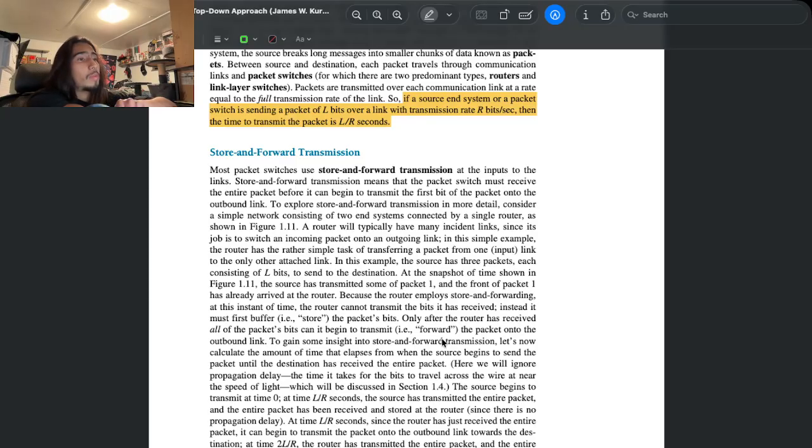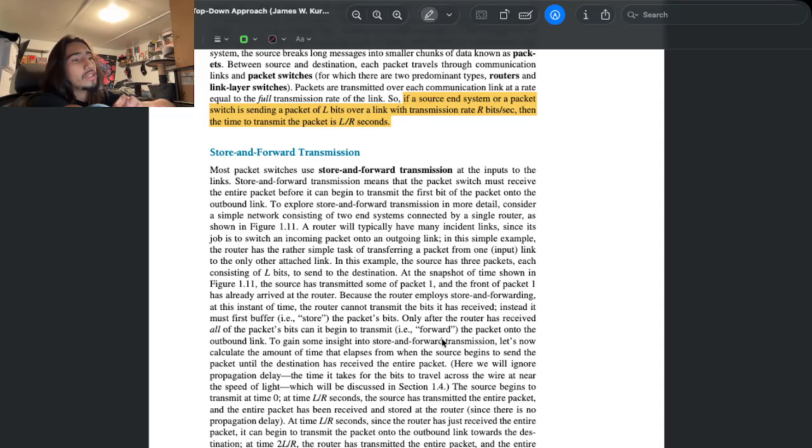Here we will ignore the propagation delay, the time it takes for the bits to travel across the wire at near the speed of light, which we'll discuss in section 1.4. The source begins to transmit at time 0. At time L divided by R seconds, the source has transmitted the entire packet, and the entire packet has been received and stored at the router, since there is no propagation delay.